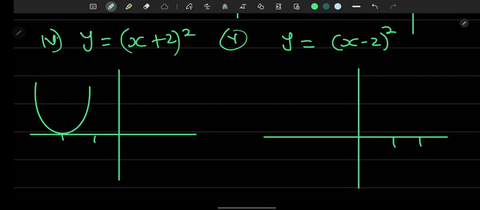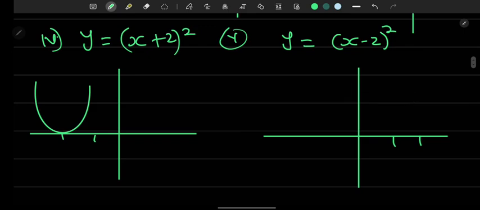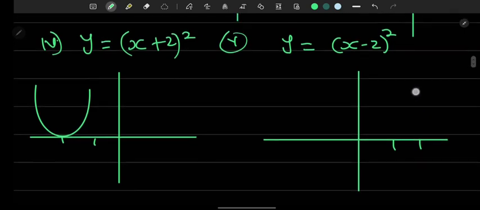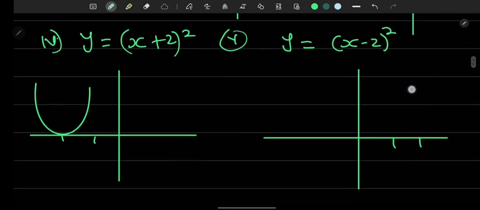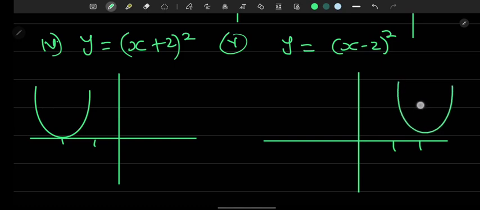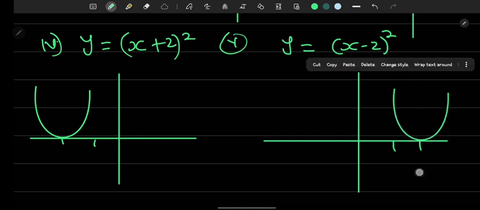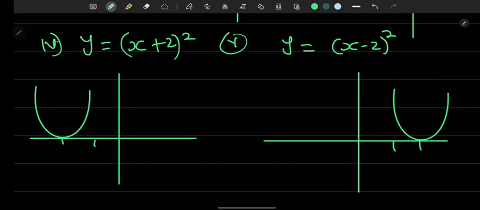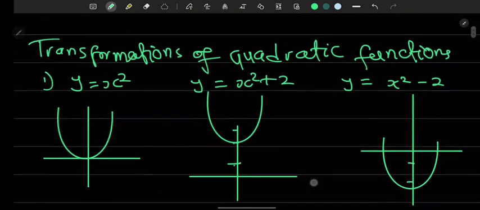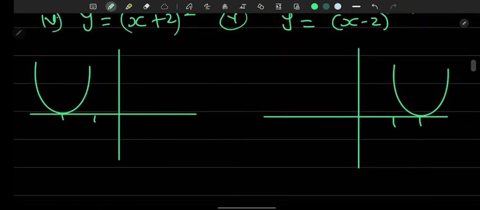Okay, and that's what we call a horizontal shift. When it is plus 2 or plus any constant inside the brackets, it will move to the left, and it's also called a horizontal shift. Okay, good. So that's the transformation of quadratic functions, both for vertical shifts and horizontal shifts. The examples we considered first are called vertical shifts, while these last two examples are horizontal shifts.